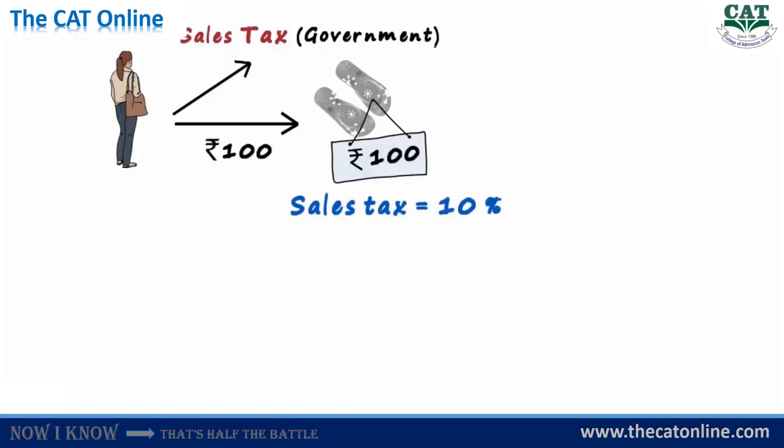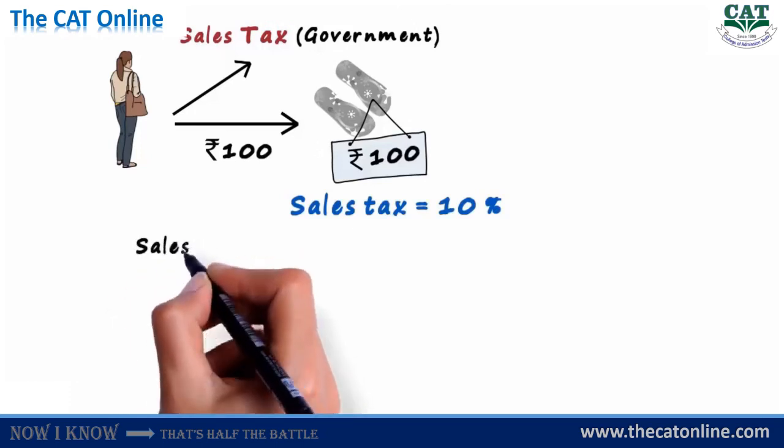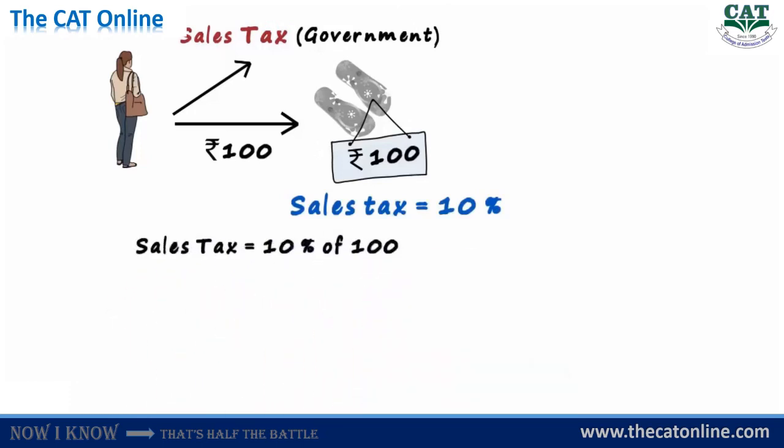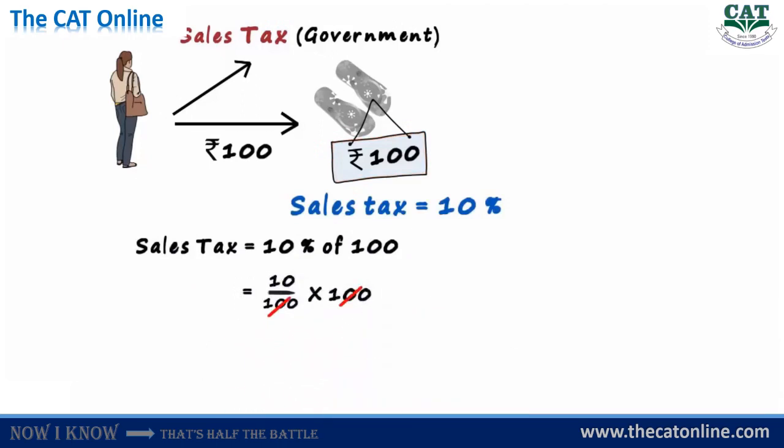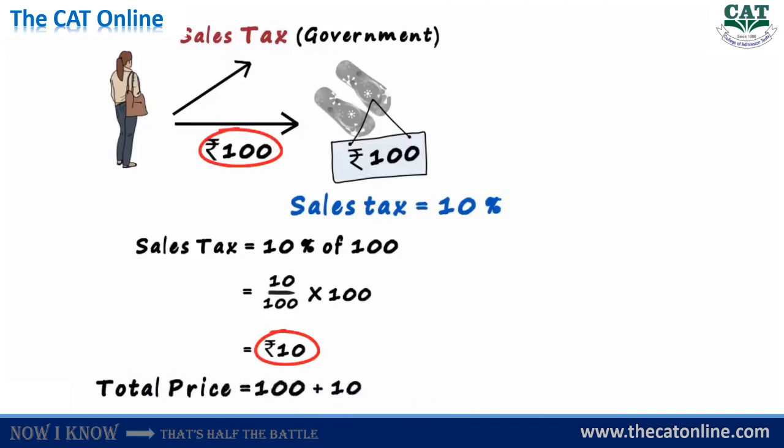Now let's calculate the tax that this lady will have to pay. The sales tax will be 10% of 100 rupees. We consider 10% of the marked price. That will be 10 by 100 multiplied by 100, which equals 10 rupees. This is the additional amount the lady will have to pay over and above the marked price in order to buy the slippers. So the total price of the slippers will be 100 rupees plus 10 rupees of tax, and that amounts to 110 rupees.